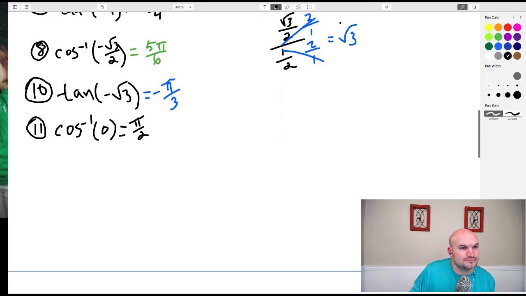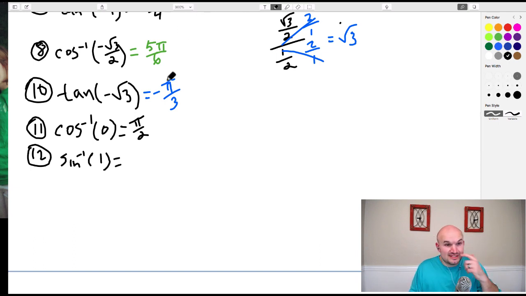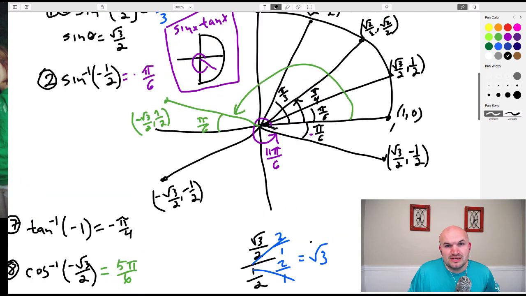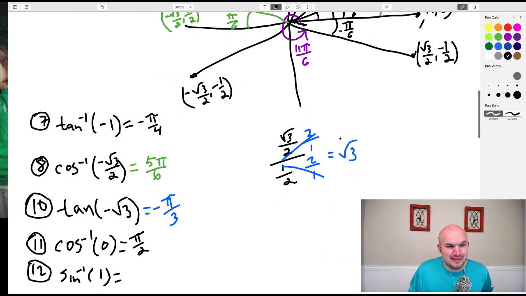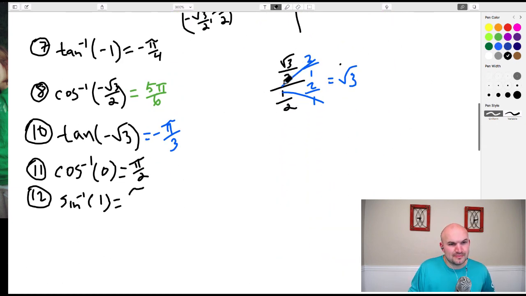Question number 12. Uh-oh, I got to finish this before my page runs out. So that's going to be sine inverse of 1. What we're asking is, the sine of what angle gives me 1? So I want to go back up to that circle and ask, when is the y coordinate 1? If you notice, the x coordinate was 0 in the previous problem, and the y coordinate's 1 there. So that's actually going to be the exact same answer, pi halves. The angle pi halves gives us the cosine of 0 and the sine of 1.